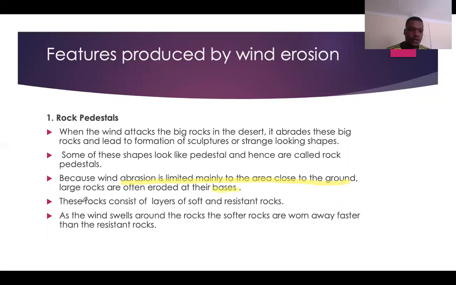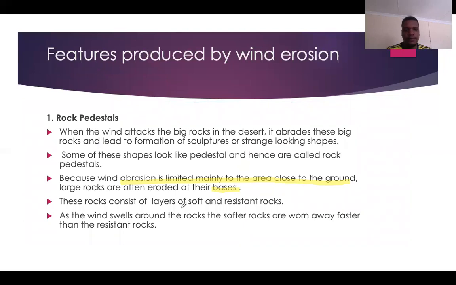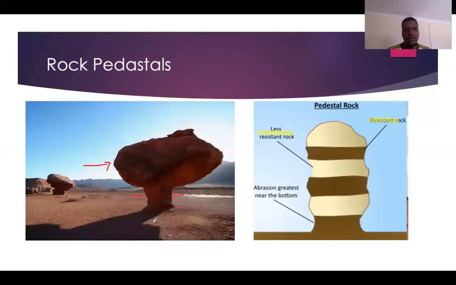So you've seen in this diagram here that it consists of less resistant rock layers, and then we have resistant rock layers. In our class, we usually call these softer rocks, and these ones resistant rocks. So these rocks consist of layers of soft and resistant rocks, and obviously, as the wind swirls around the rocks, the softer rocks are worn away faster than the resistant rocks.